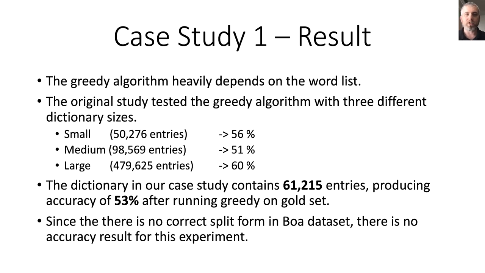So the results are pretty good. Essentially, our dictionary was similar in size to the previous results, small and medium. It's in the middle, and we got 53% accuracy, which again is in the middle of where they were as well. We didn't have any way of generating accuracy based on the Boa input data, but based on just an examination of the output, it looked fairly good to us.